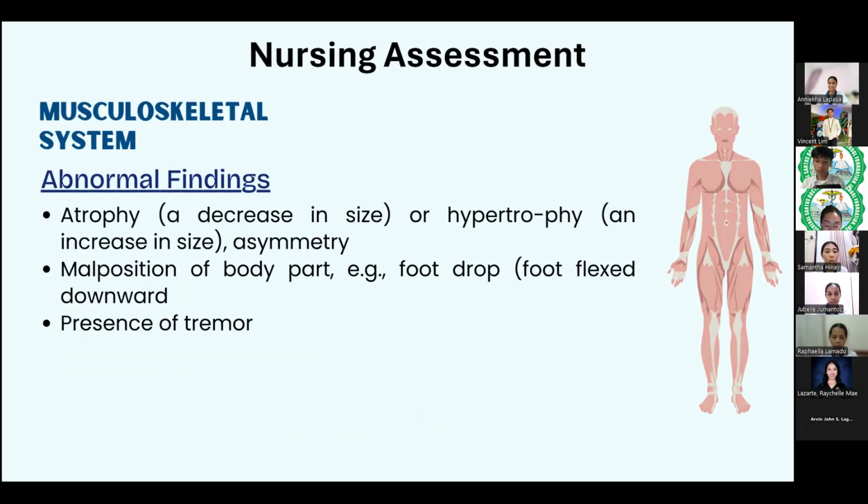For the abnormal findings, we have atrophy, a decrease in size, or hypertrophy, an increase in size, asymmetry, and malposition of a body part. For example, foot drop, where the foot flexes downward, and also the presence of tremor.